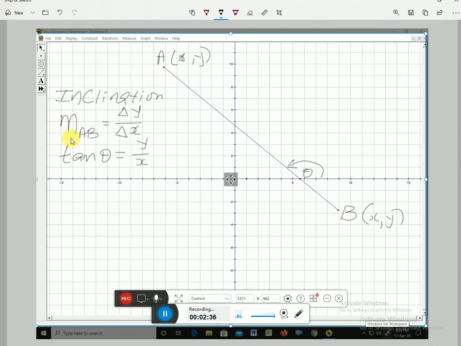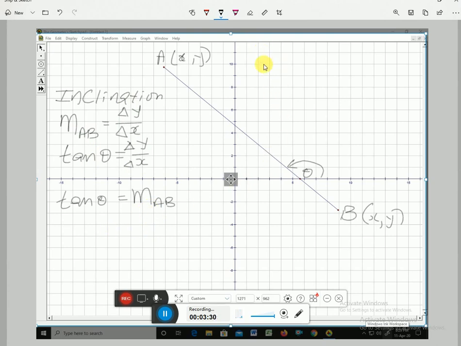If the gradient of AB is the change in y over the change in x, and the tangent of theta is also the change in y over the change in x, what do you think, people? Logic must come. The tangent of the angle created by the line AB is the same as the gradient of AB. Because of this, if you know one, you know the other. These two are the same.